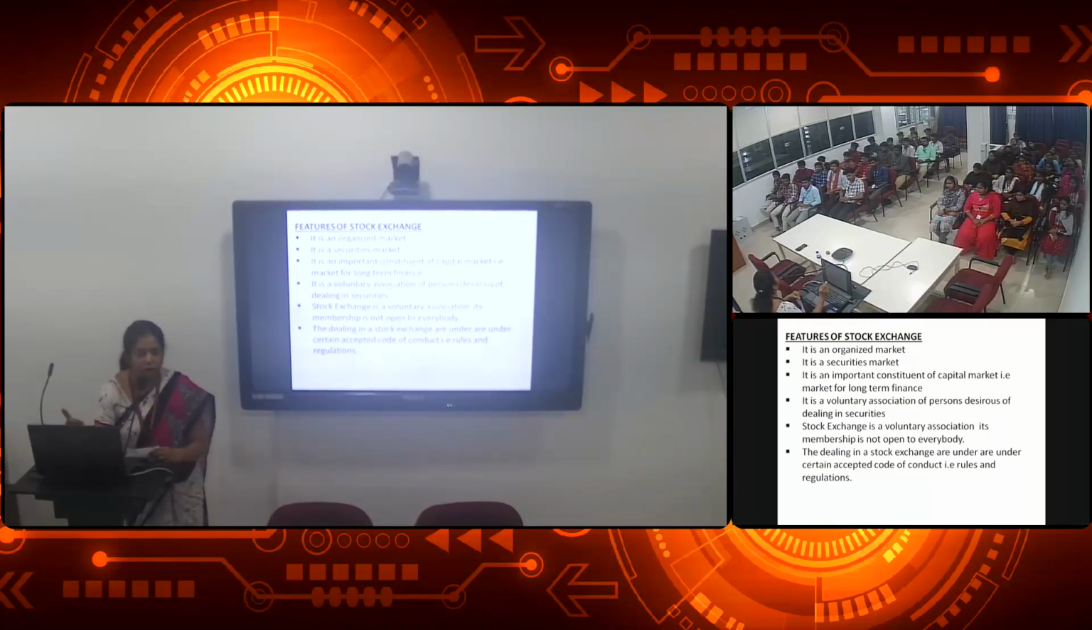Then it is a voluntary association of persons desiring to deal in securities. Stock exchange is a voluntary association. Its membership is not open to everybody. The dealings in a stock exchange are under certain accepted codes, that is, rules and regulations. So these are the main features of the stock exchange.